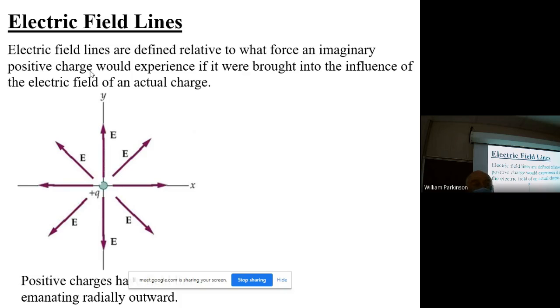If you have an uncharged neutral mass, it may not experience any attraction in an electric field. Now, notice I use the word may not. It can be induced to be attracted to the field. How can an uncharged object be induced to be attracted? We talked a little bit about this on Wednesday.